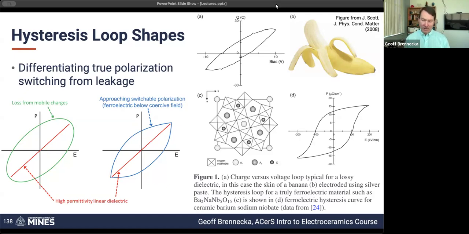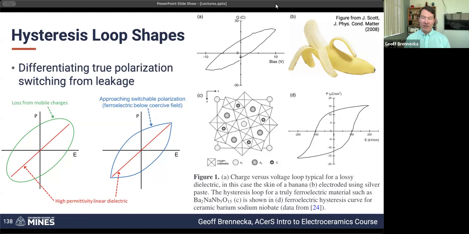This is an example where they actually measured the hysteresis loop of a banana peel and showed that you could get loops that look like what people in the literature were claiming as being ferroelectric, because, oh, look, they could measure a coercive field, they could measure remnant polarization, and because those are nonzero, this has to be ferroelectric. Well, no, in this case, they're just measuring mobile charges.